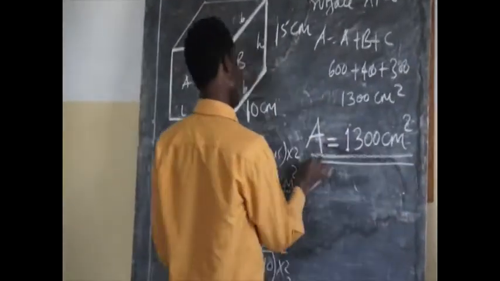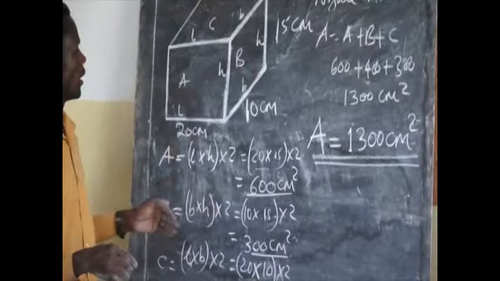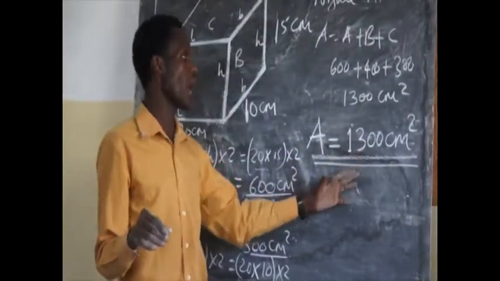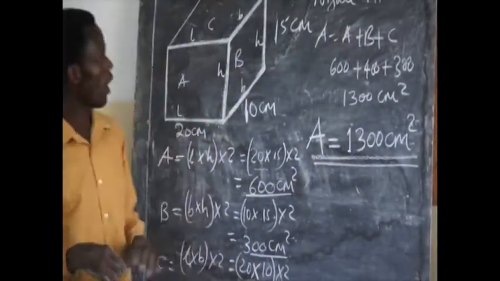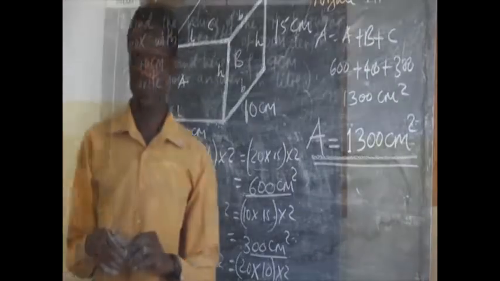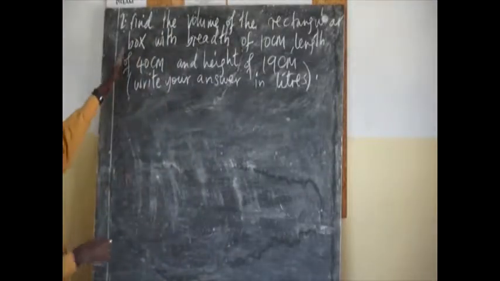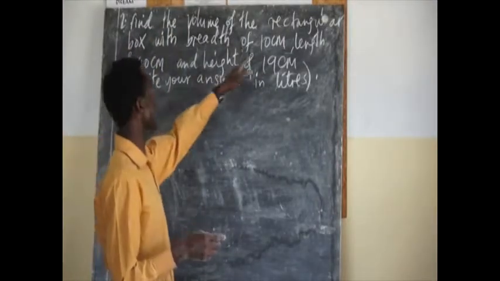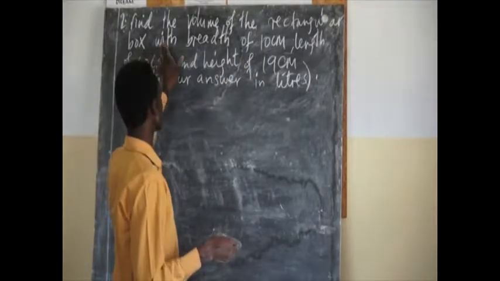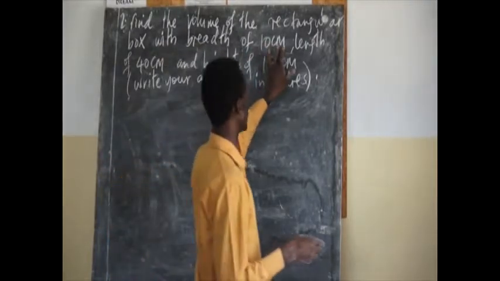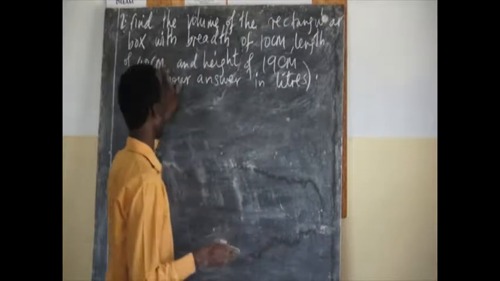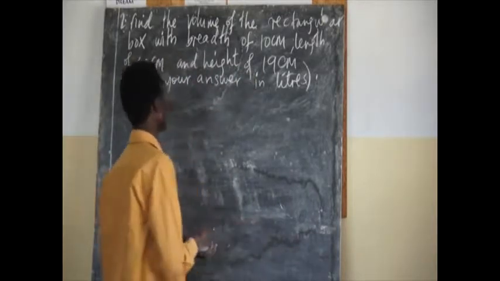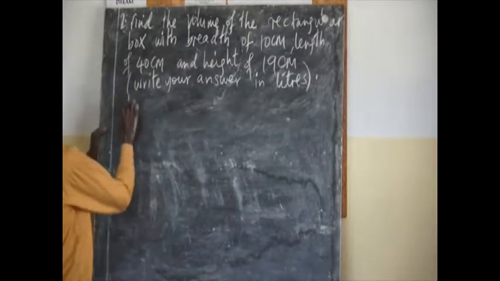So the surface area of the rectangular box is given as 1,300 centimeter square. Now let us see the other example. Find the volume of the rectangular box with width of 10 centimeter, length of 40 centimeter, and height of 19 centimeter.